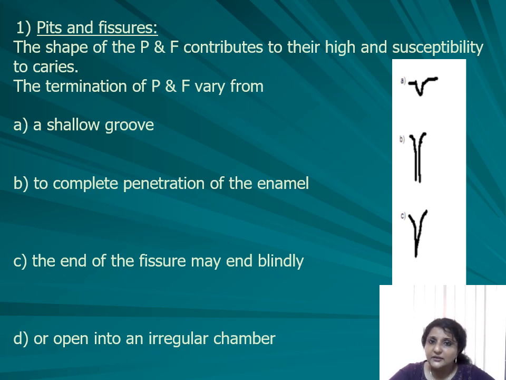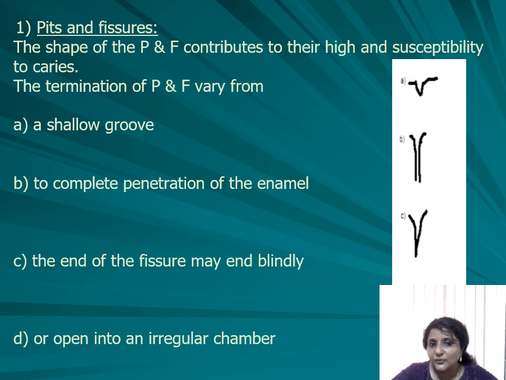Now, if you see the pits and fissures, they're of different designs. That's why we see that some people are more prone to caries than other people. There are a lot of other factors, but one of them could be the design of it. So you find that the termination of the pits and fissures varies. It can be a shallow groove like we see in the first one, where this is very easy to maintain. So people who have this type have less chances of caries.